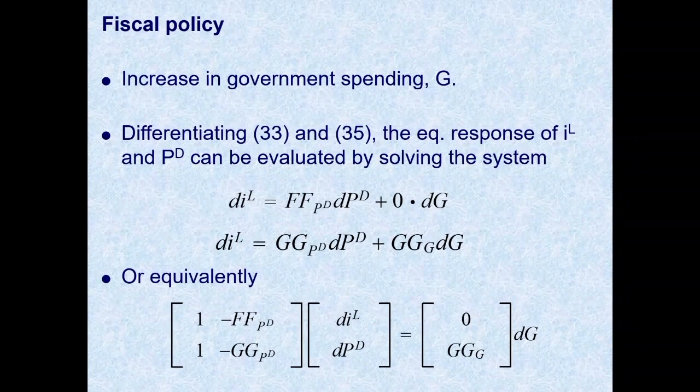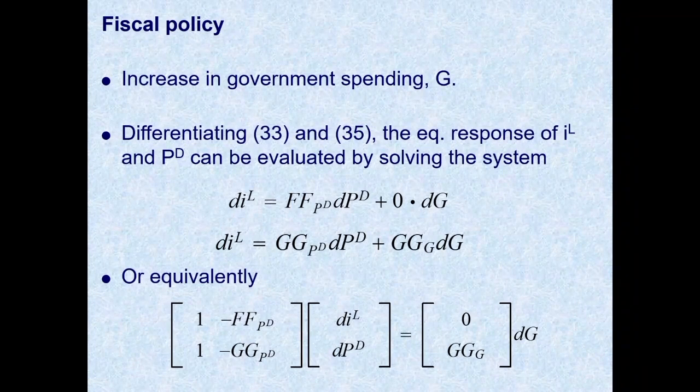Okay? And when I do the same for the GG equation, I get dIL equals the derivative with respect to PD times dPD, plus the derivative with respect to G, which I know is not 0, of course. This time it's GG_G. So once you have those two equations, it's as if you have a system of two linear equations in two unknowns, okay? So the simplest way to solve it is to use Cramer's rule, where you put this in a matrix and you solve this using standard results for the solution, okay?